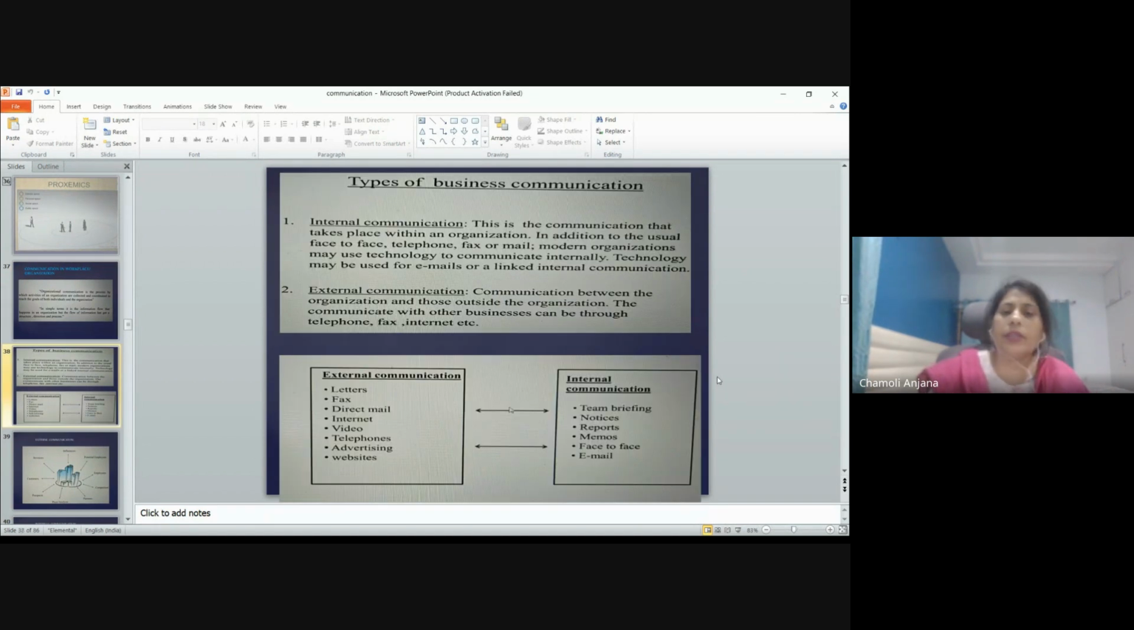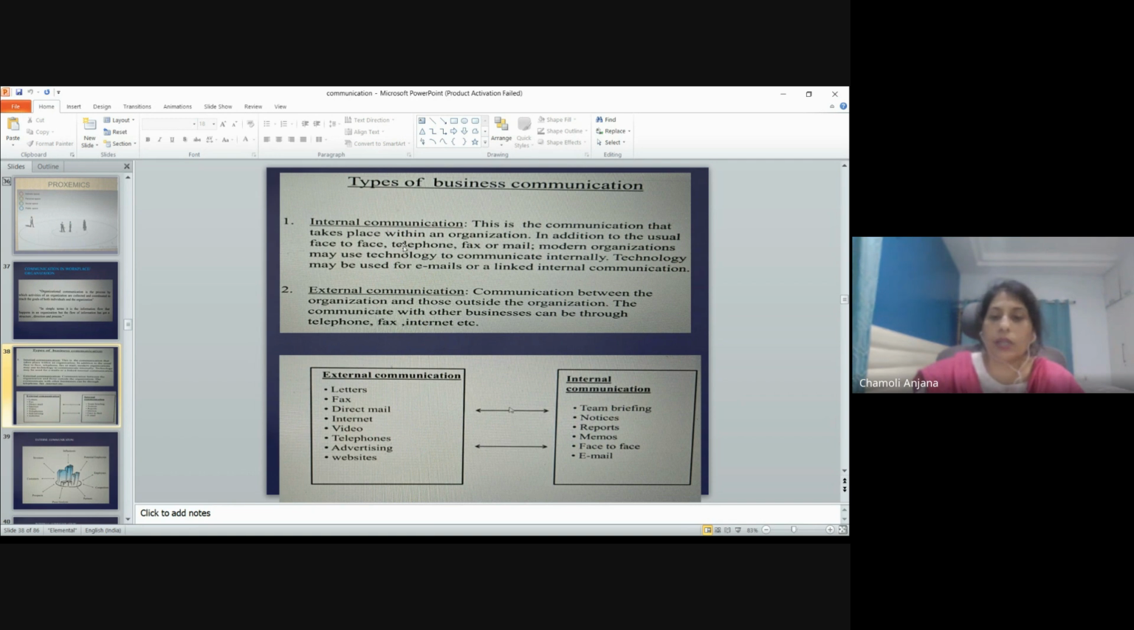So these are the types of business communication in an organization: internal communication and external communication. Internal communication is the communication that takes place inside the organization. That means communication between peers and colleagues, between the superior and the subordinate, between two different departments, or within a specific team. Whatever formal communication takes place inside the organization to achieve a particular task is internal communication.